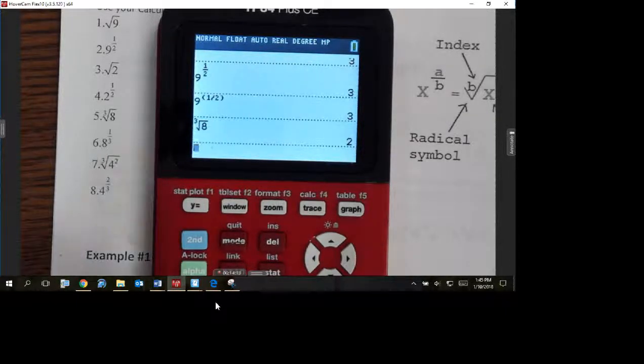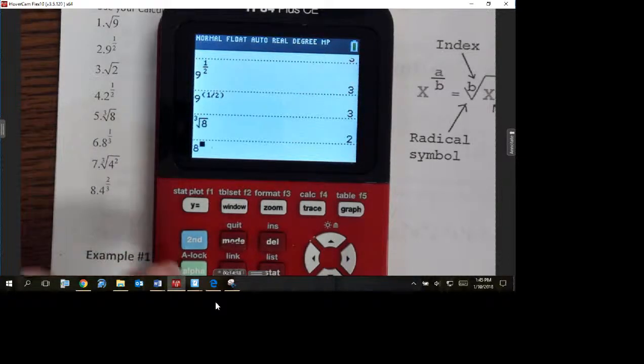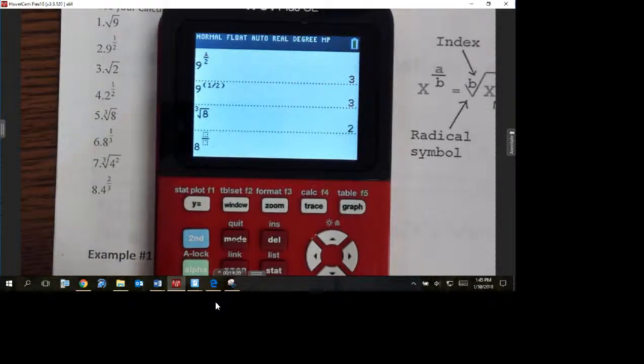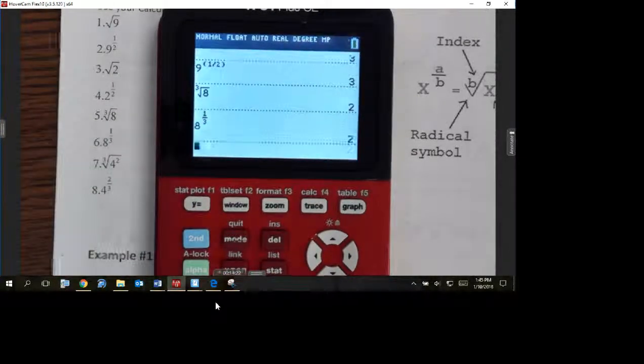And then the next one is 8 to the 1/3. Anybody coming up with a hypothesis of these fractional exponents? 2 people only? Kind of.